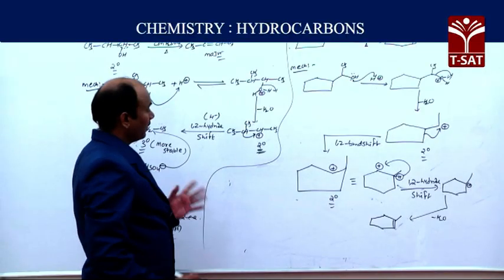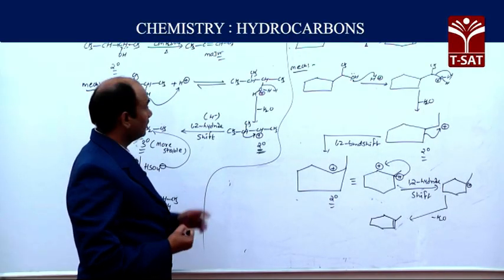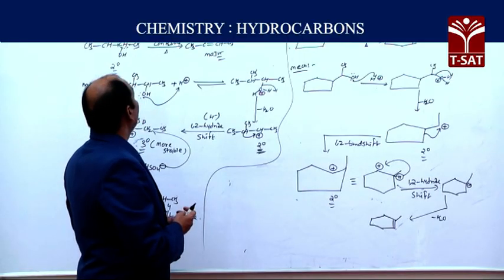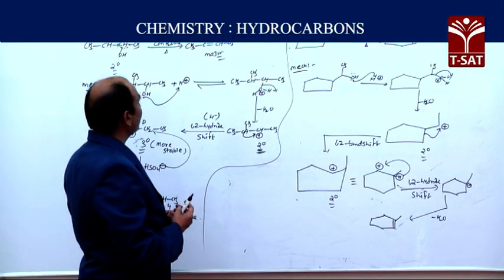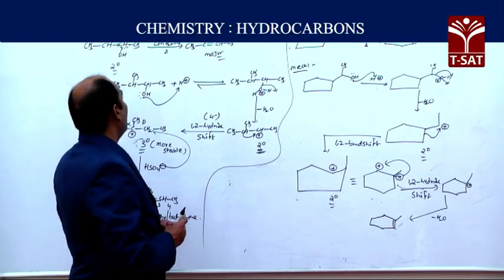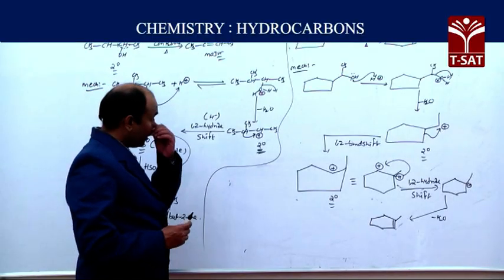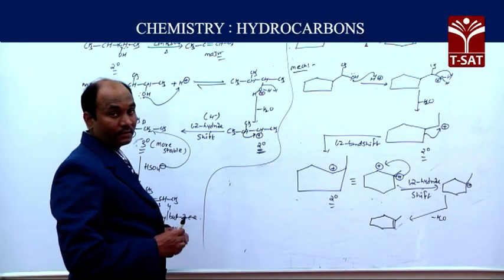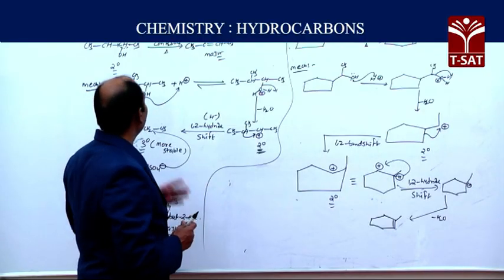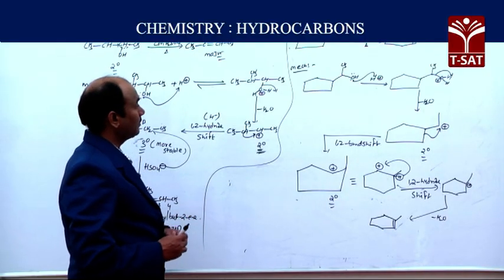So alcohols can be converted into alkenes. This reaction is called a dehydration reaction, by using concentrated H2SO4, or Al2O3, or POCl3 in the presence of pyridine. So by using these dehydrating agents, we can convert alcohols into alkenes.